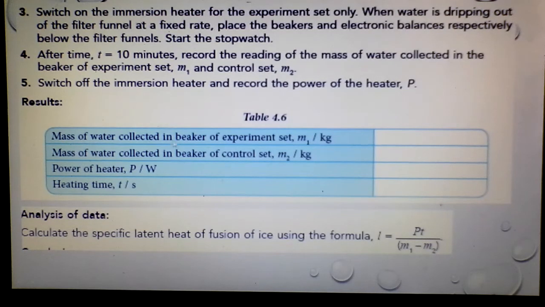Okay, now we have the mass of the water collected in the beaker, experiment set M1, mass of water collected in the beaker for control set M2, power of heater P, heating time t. So now we want to calculate the mass of water collected due to the electrical energy supply only. Meaning we need to do M1 minus M2. Thus we can calculate the specific latent heat of fusion of ice using the formula L equals Q equals Pt, so Pt divided by M1 minus M2. So we get the value of the specific latent heat of fusion of ice.